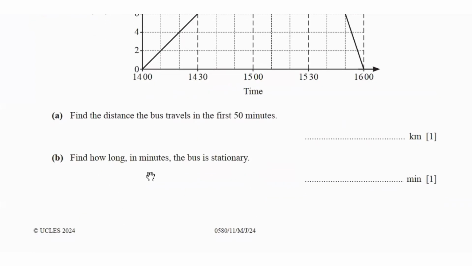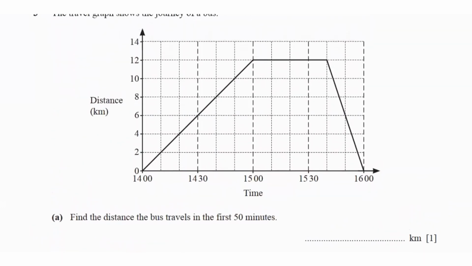Next part is find how long in minutes the bus is stationary. In order to figure out where the bus is stationary, we will have this flat stagnant line over here. When no distance is being covered, that means the object is not moving. Hence, the object is stationary. Now to find out how long it's stationary, we draw a line down here. We can see that each division is for 10 minutes. So this is another 10, 20, 30, and 40, which means it has been stationary for 40 minutes to be exact.